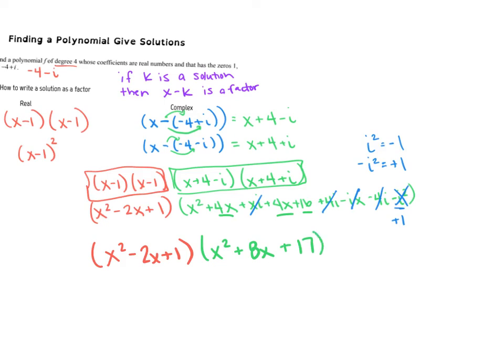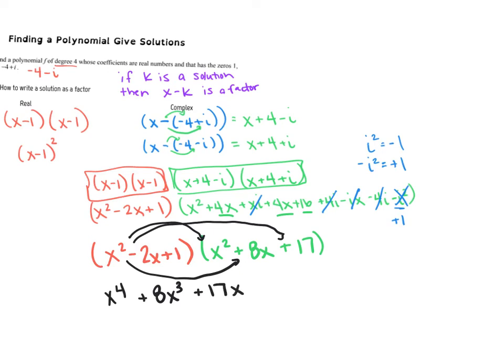And again, the final step now is to go back and distribute. So to distribute these terms out, x squared times x squared is x to the 4th. x squared times 8x, positive 8x cubed. x squared times 17 is 17x squared. Next thing is the negative 2x. Negative 2x times x squared, negative 2x cubed. Negative 2x times 8x, negative 16x squared.